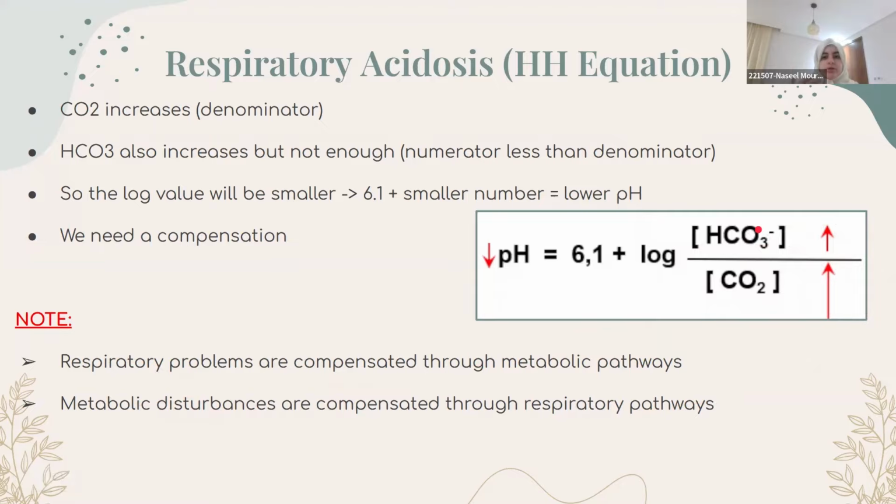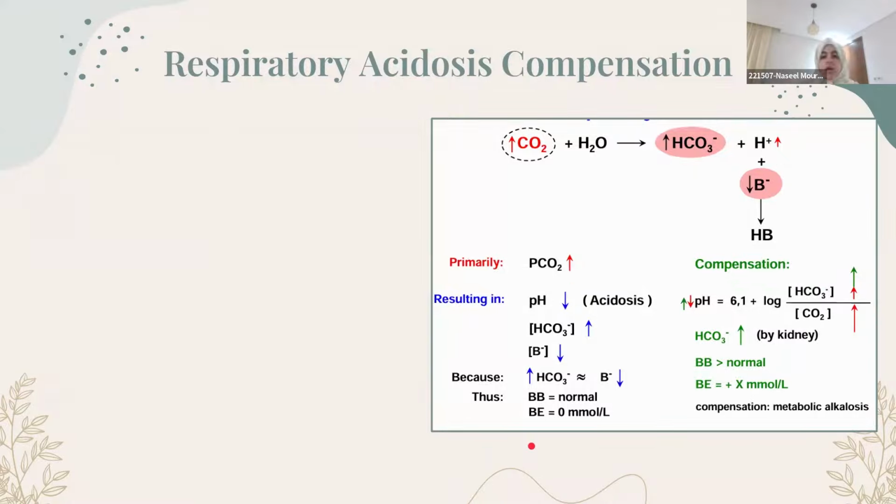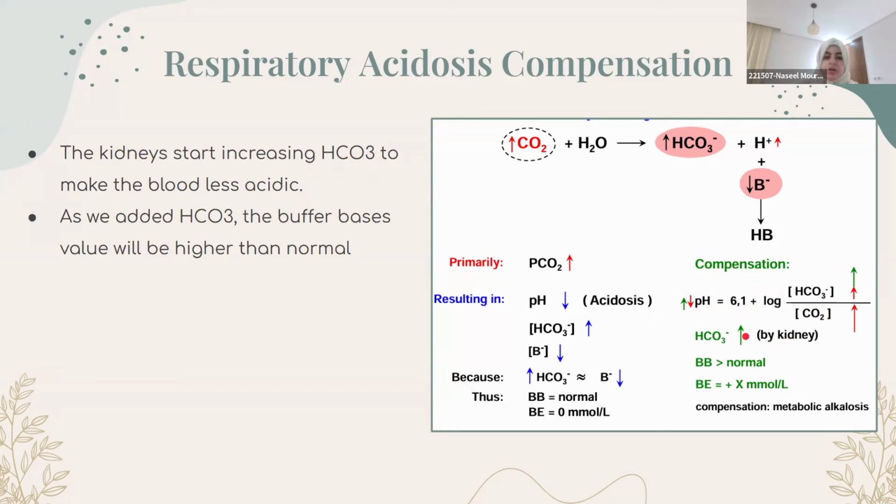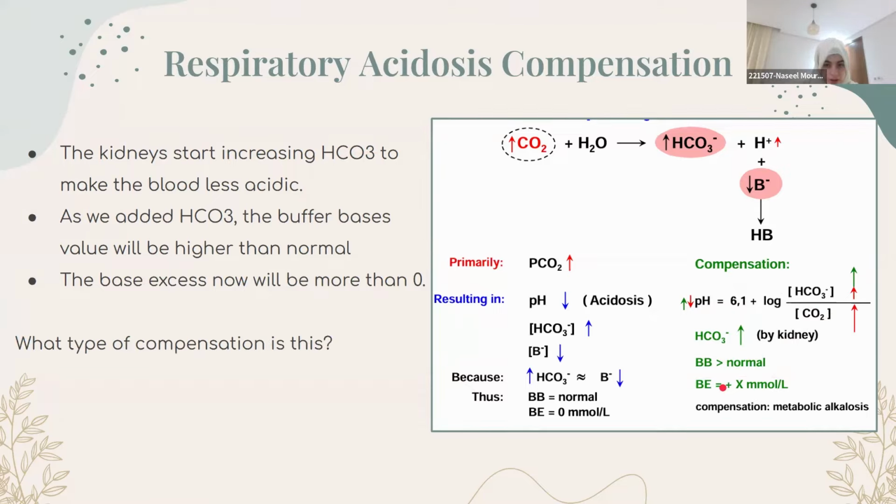You cannot say, okay, I'm going to change my bicarbonate. No, in this case, you would change your carbon dioxide. Okay? All right. So this is the compensation that we got. The kidneys start to increase the bicarbonate, and this would make the blood less acidic. So you see the green arrow over here. So you have an increase in bicarbonates. And now, because you added more bicarbonates to the buffer basis, then the value would increase. Okay? And now the base excess, because you're adding more base, it would be more than 0 and more than 1. Okay? Now, what type of compensation is this?